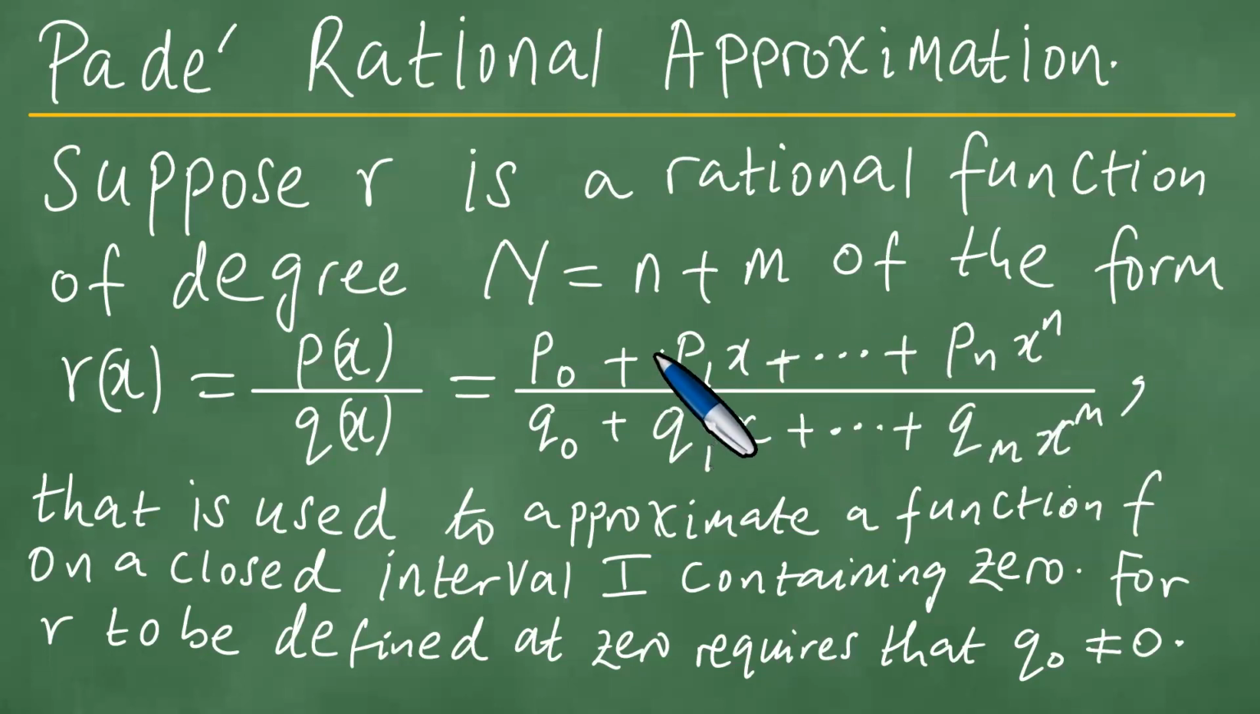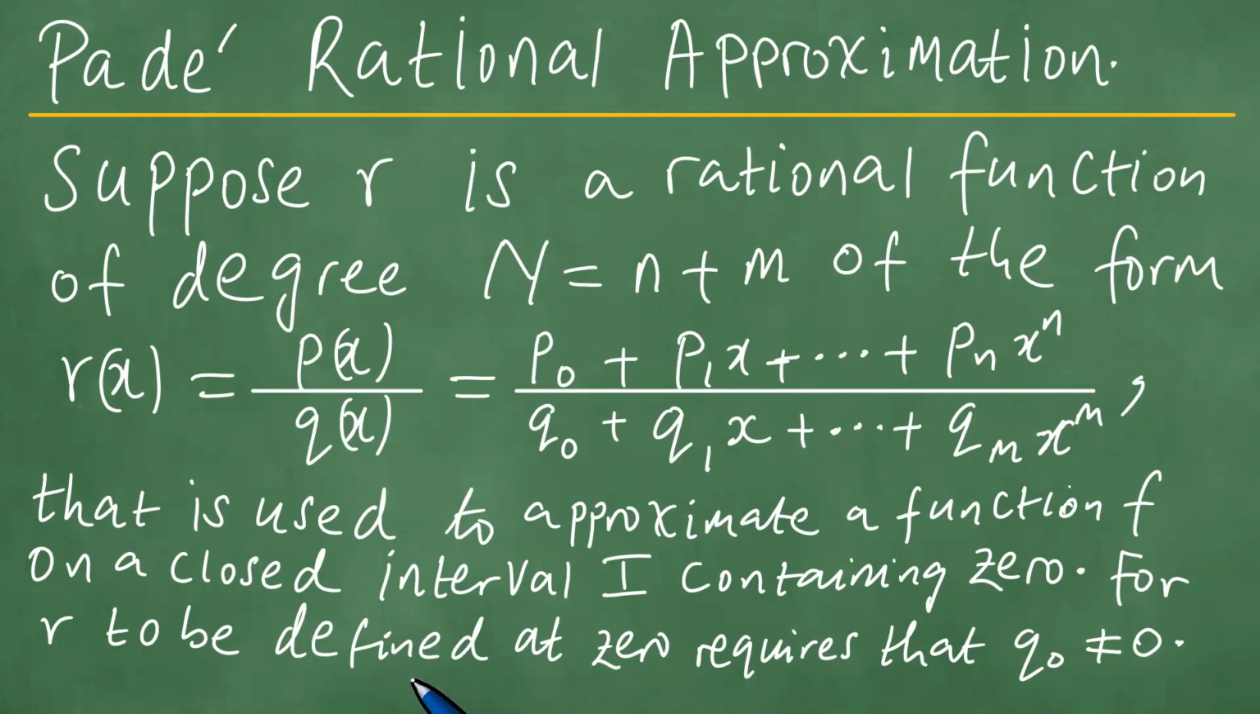All right, and obviously R is a rational function of the form that we shall see, and we shall see how this question is asked in assessments. But now we look at the fact that if R is a rational function of this form that is used to approximate a function f, we use it to approximate f on a closed interval I containing 0.